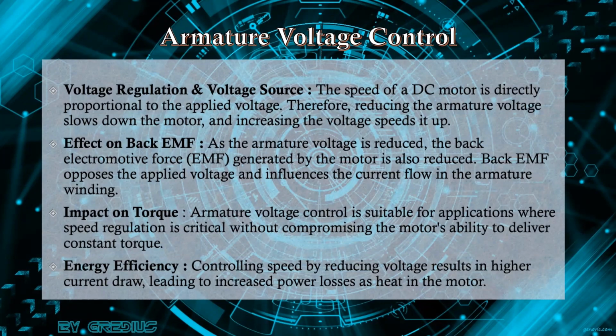The effect on back EMF. As the armature voltage is reduced, the back EMF, electromotive force, generated by the motor is also reduced. The back EMF opposes the applied voltage and influences the current flow in the armature winding. Impact on torque. Armature voltage control is suitable for applications where speed regulation is critical without compromising the motor's ability to deliver constant torque. Energy efficiency. Controlling speed by reducing voltage results in higher current flow, leading to increased power losses and heat in the motor.